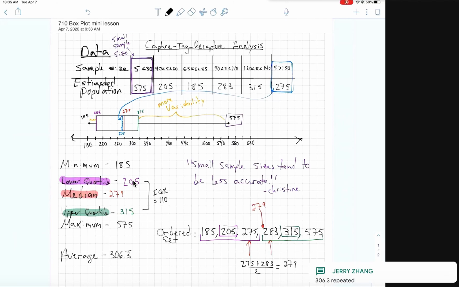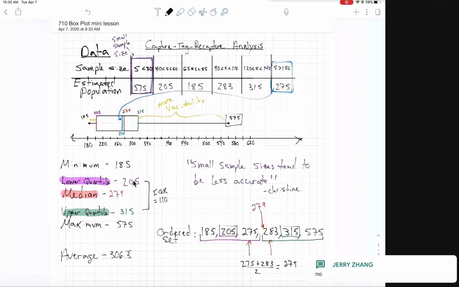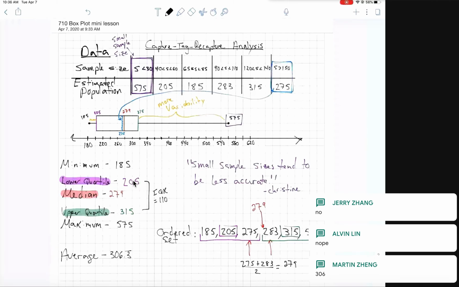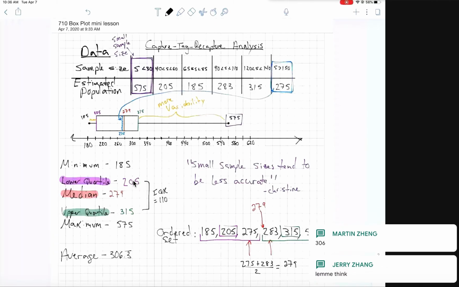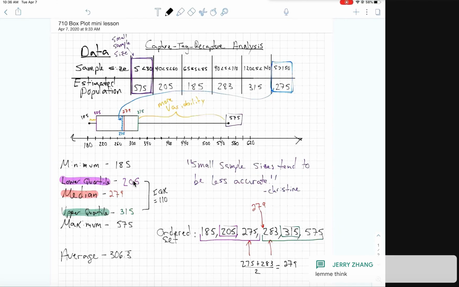I want to see some estimates typed in. You think that's the number of fish in the pond? 306 1/3 repeated. What's our estimation? Okay, Dre, what do you think our estimation is for the number of fish in the pond? What's our best guess? Use the box plot, use the data, use the average, right? We can use all these things to help us figure out our best estimate for the number of fish in the pond.